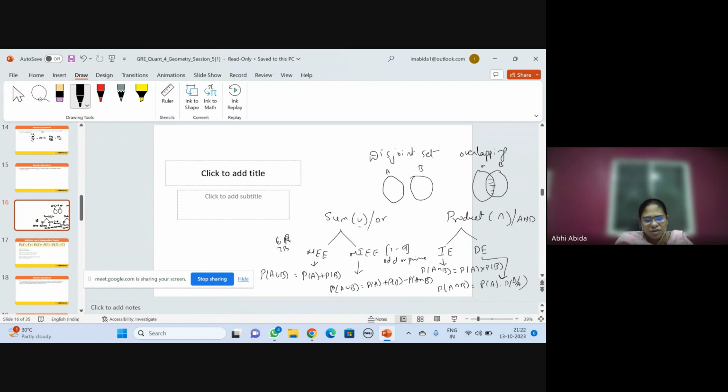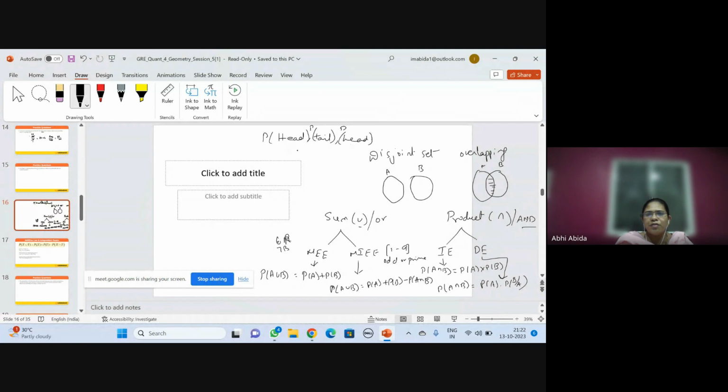So for independent events, you have to look for a question with the word 'and'. So let us say a coin has been tossed, 3 coins are tossed. The probability of getting head on the first toss, tail on the second toss, and head on the third toss. What is the probability of getting head in the first toss, tail in the second toss, and head in the third toss?